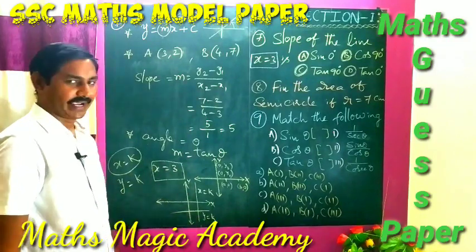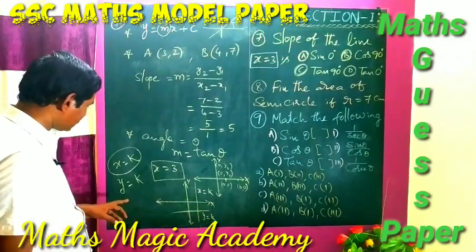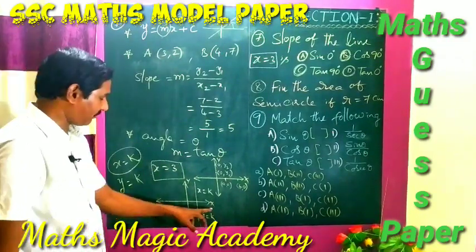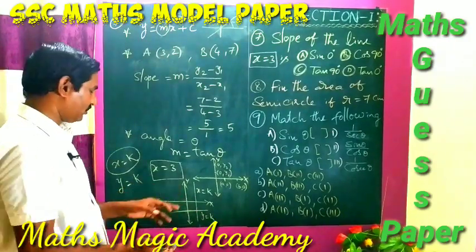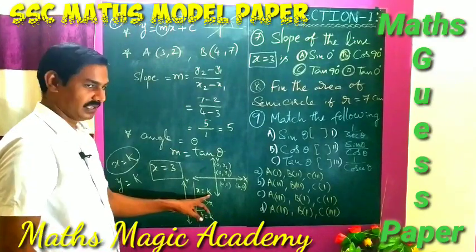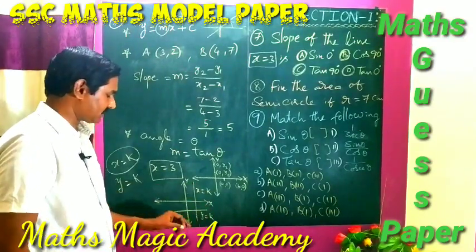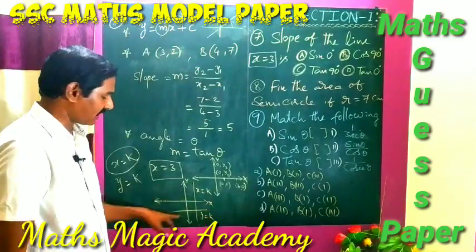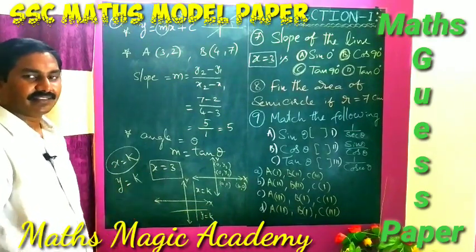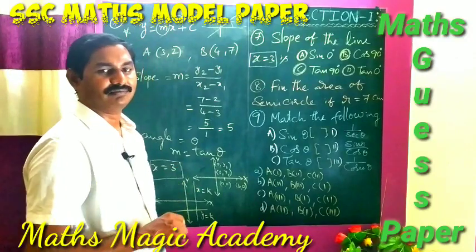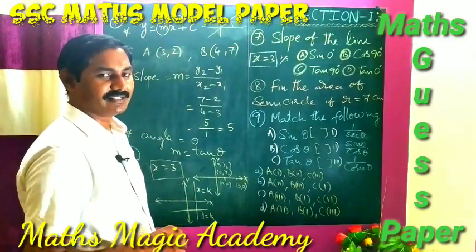Parallel to the y-axis. If the equation is like y equals k, then it is parallel to the x-axis. You have to think oppositely. X equals k is parallel to the y-axis. Y equals k is parallel to the x-axis. If those are parallel, then the slopes of parallel lines are equal. Okay, the slopes of parallel lines are equal.